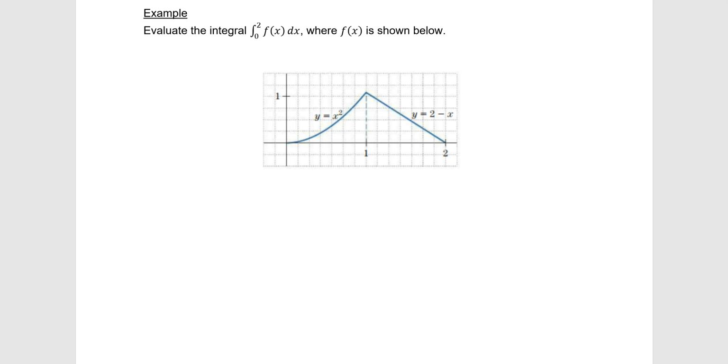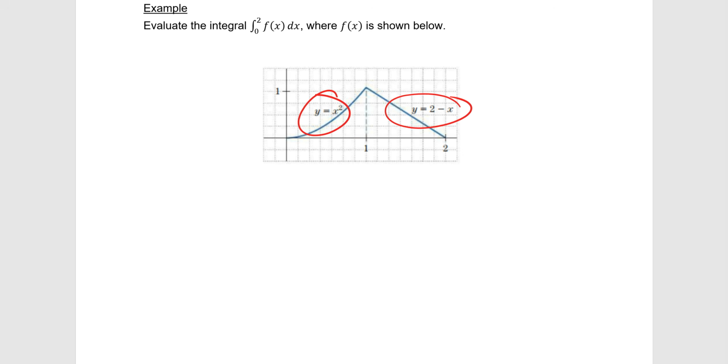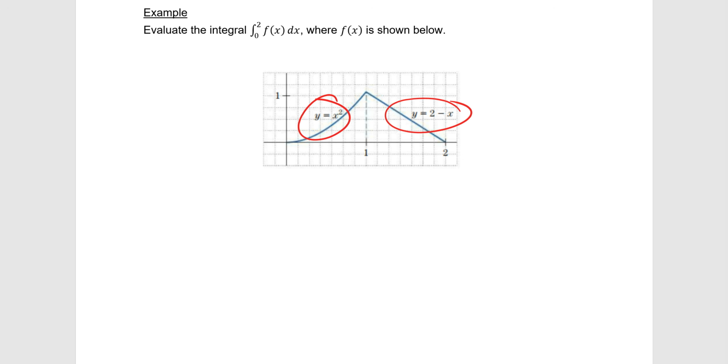Next example, we want to evaluate the integral from 0 to 2 of f of x, where f of x is shown below. So first we see that we are doing this integral for this function from 0 to 2. What we need to recognize is that we have two separate functions: one function, x squared, and another function, 2 minus x. So what we're going to do is have two separate integrals, and then we're going to add the results together.